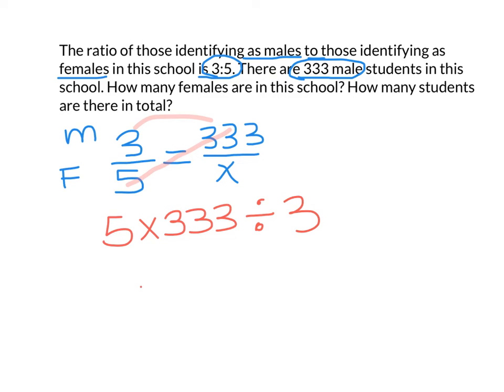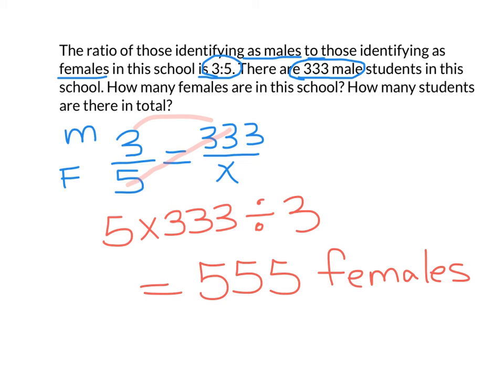And then I just punch that in my calculator. And I have 5 times 333 divided by 3. And I get 555 females.